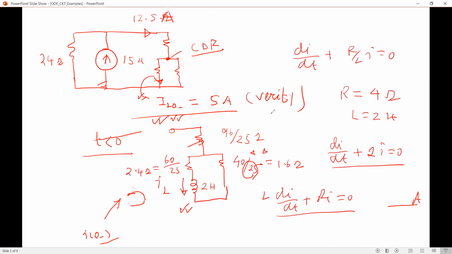Now that this current IL0 is available to us, the next thing is to deal with your circuit for time t greater than 0, isn't it? Greater than 0.